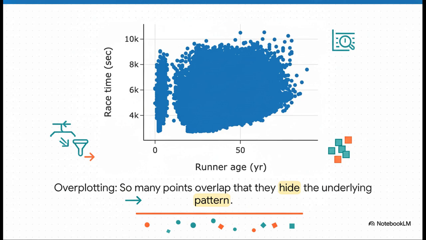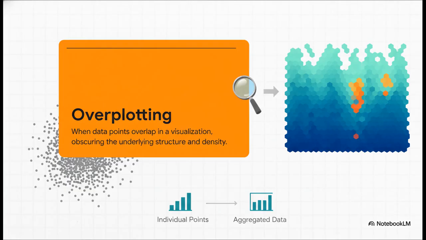This scatter plot shows the race times for over 70,000 runners, plotted against their age. And, well, as you can see, it's pretty much a giant, solid blob of blue. This is a classic problem in visualization called overplotting, where the sheer number of data points just stacks up and completely hides any patterns underneath. Yeah, overplotting is a huge barrier to actually getting any insight. Because all the points are just piled on top of each other, we have no idea where the data is most dense or how race times really change with age.